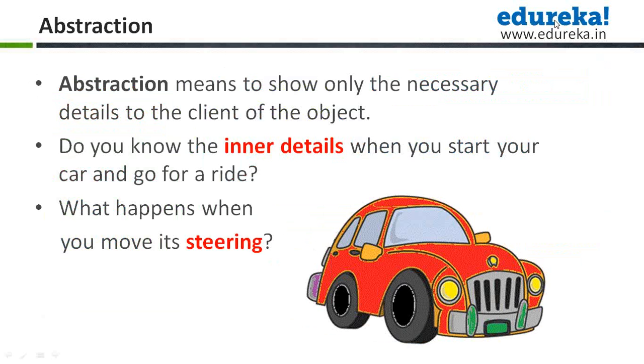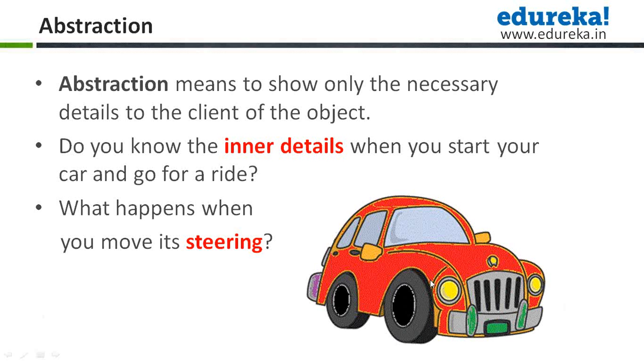Moving on, I come to abstraction. What is abstraction? Abstraction means to show only the necessary details to the client of the object, right? That means you only see the overview. You do not know what is present inside that particular thing. That term is called abstraction. For example, do you know the inner details when you start your car and go for a ride? You do not know what happens when you move its steering. You are unaware of the details present within the car, but you just see the overview, the surface of that car, right? You know the processing, but you do not know each and every detail that is present within it.